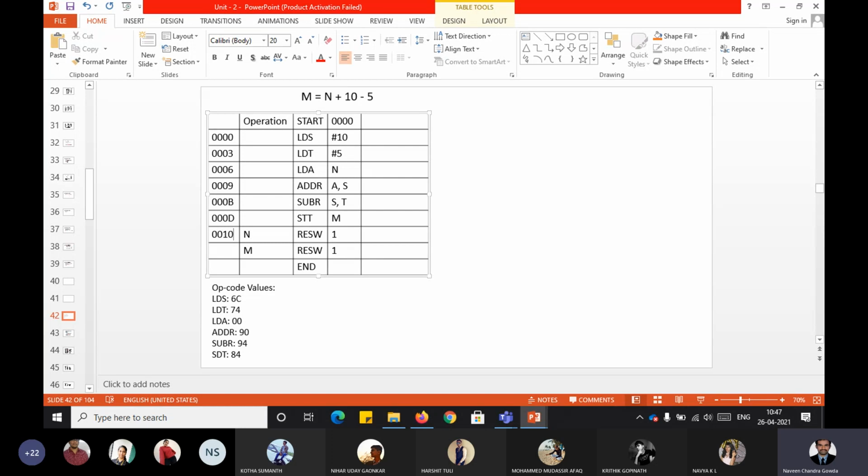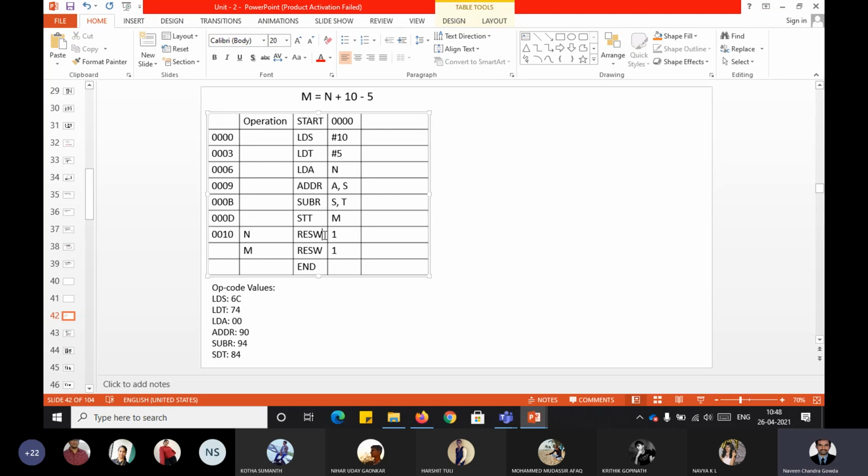Okay, so here N is RESW 1, so again you need to allocate memory based on this reserve word. As it is reserve 1, it is 1 into 3, which means 3 bytes. If it is RESW 10, then 10 into 3 would be 30 bytes. So I hope you are clear. This kind of concept we even saw in SIC from our previous examples.